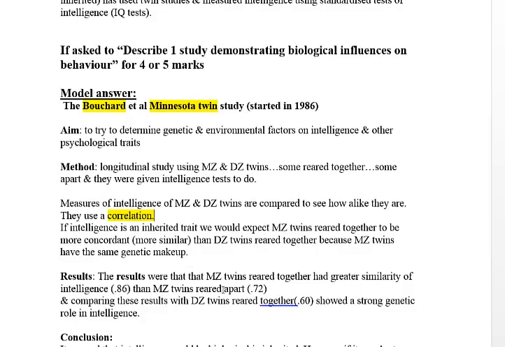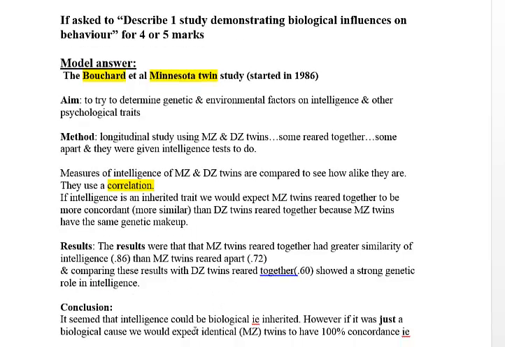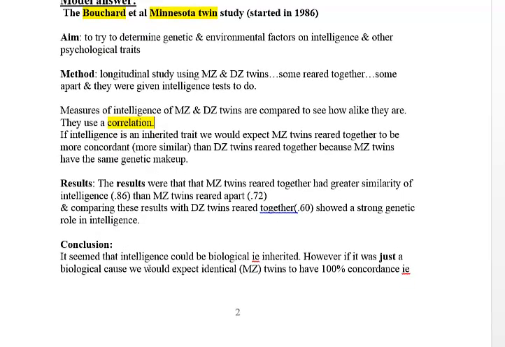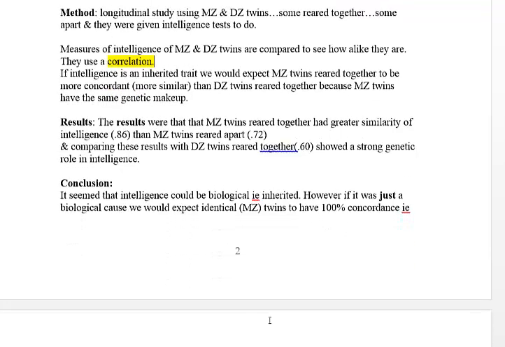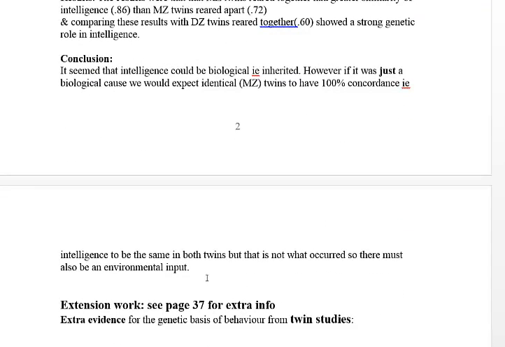So this tells us that there is a strong genetic component in something like intelligence. It seemed that intelligence could be biological, i.e. inherited. However, if it's just biological, we would expect 100% concordance. In other words, intelligence should be the same in both twins, but that's not what happened here.